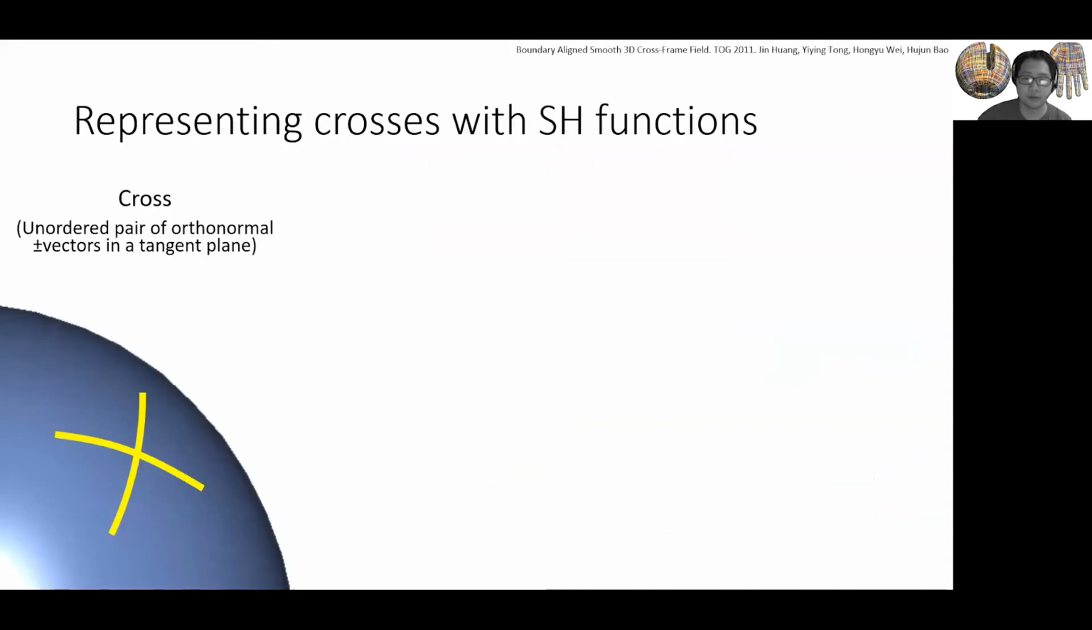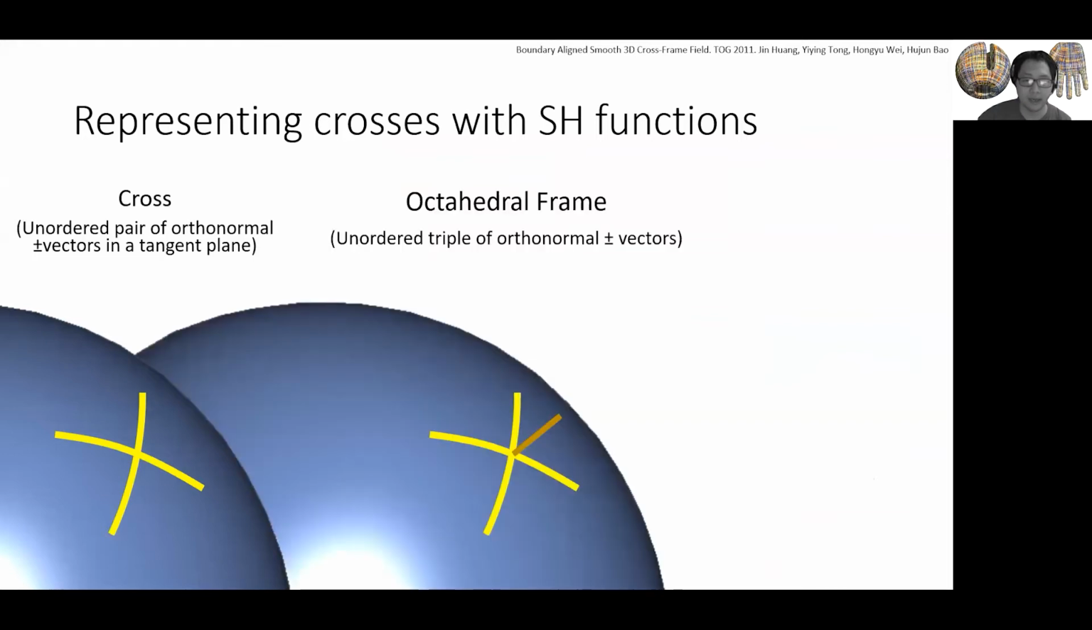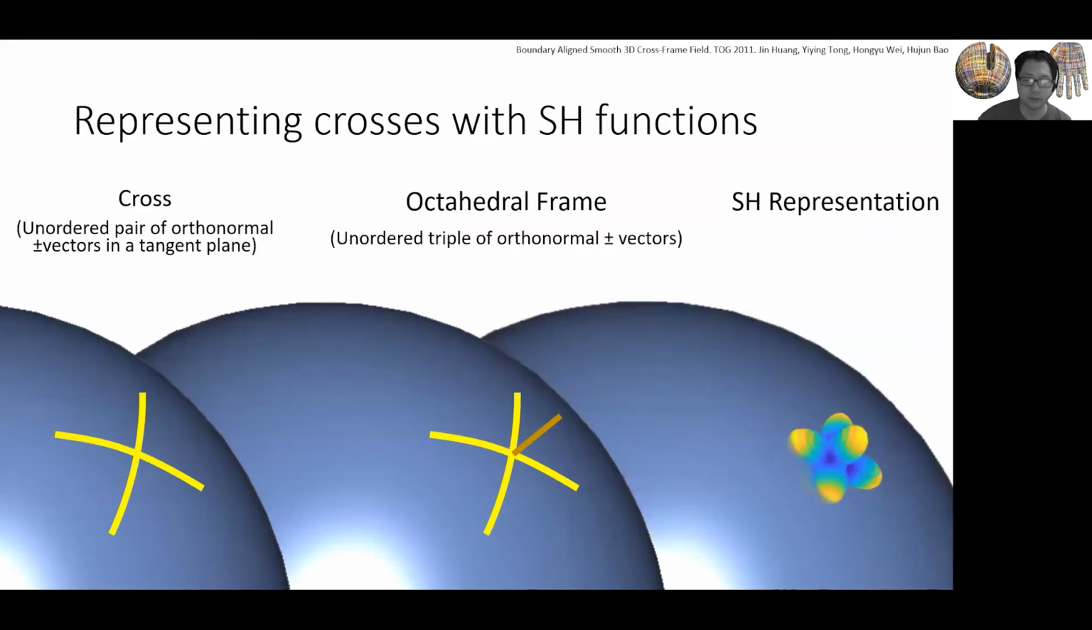What we did was we started with crosses as unordered pairs of orthonormal vectors in a tangent plane, added to that pair the normal direction, so now you have an unordered triple of orthonormal vectors, which happens to be called an octahedral frame because of octahedral symmetry, which we'll talk more about later. And then we represent the octahedral frame using a spherical harmonic function. The spherical harmonic representation of the octahedral frame is essentially a function plotted over the sphere that has 6 peaks, where each of the peaks are in one of the directions of the octahedral frame. And those peaks are visualized as yellow spots on the right.